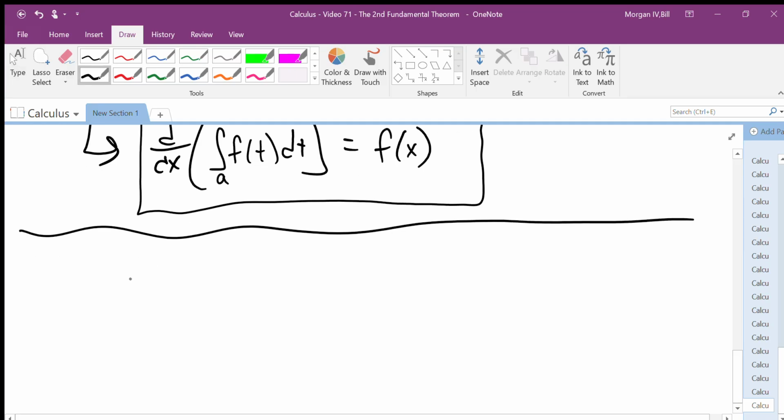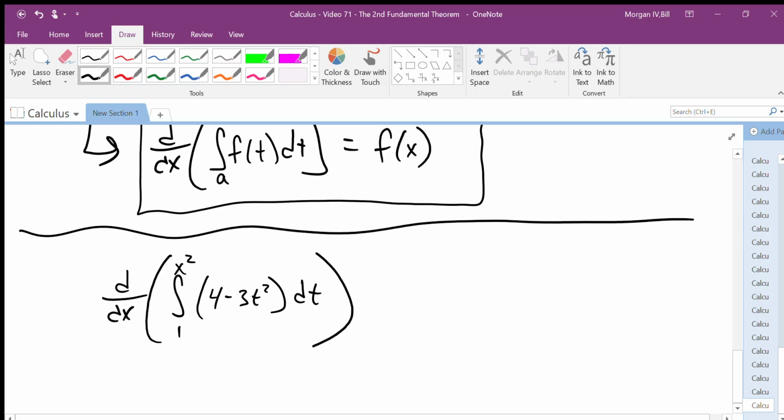Maybe we'll switch functions here. What is the derivative of the integral from 1 to, let's pick a more complicated function, not too complicated, how about just x squared, of 4 minus 3t squared dt. Okay, the long way, we will do the integration.